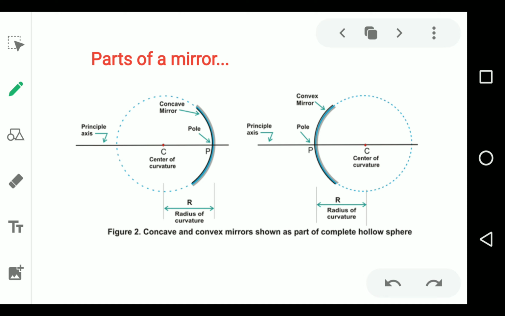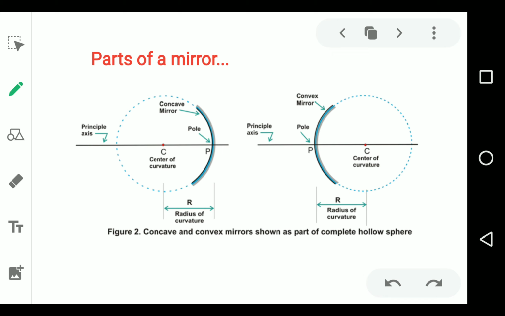So what are the mirrors? We are going to talk about the first one, the concave mirror, and the second one, the convex mirror. So what is the basic difference between concave and convex mirror? The reflective surface. Okay, so this is the reflective surface. When it is curved inwards, it is known as a concave mirror. And when the reflective surface is curved outwards, here it is getting curved outwards, that kind of mirror is known as your convex mirror.